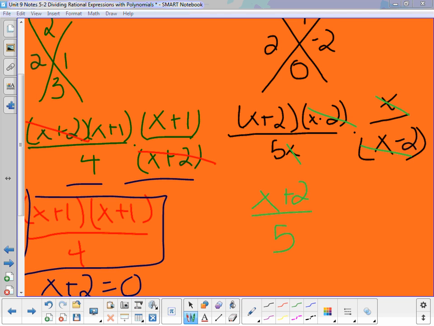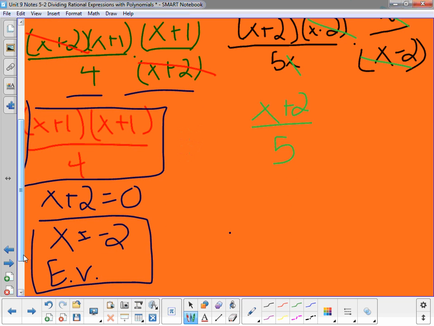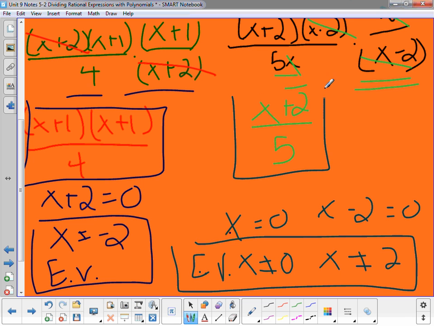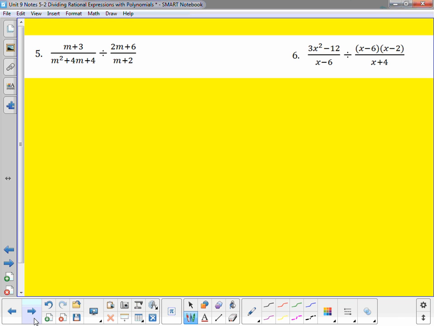So now let's calculate some of those excluded values. So we had x and we had x minus 2 on the bottom. So we have to set both of those equal to 0 to see if we can get our excluded values. So I get that x cannot be 0 and x cannot be 2 when I solve each of those equations. So those are my excluded values. And there's my simplified form. Let's continue on.